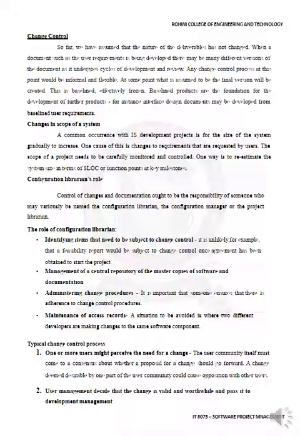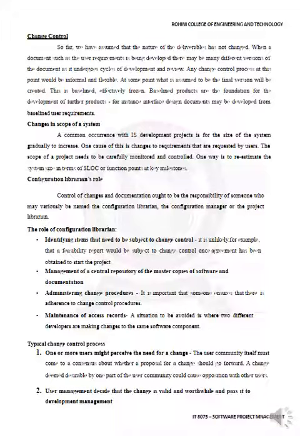Configuration librarians: control of changes and documentation ought to be the responsibility of someone who may variously be named the configuration librarian, the configuration manager, or the project librarian. The role of the configuration librarian: identifying items that need to be subjected to change control. For example, the feasibility report would be subjected to change control once agreement has been obtained. Management of the central repository of master copies of the software and documentation. Administering the changing procedure. Maintenance of access records.